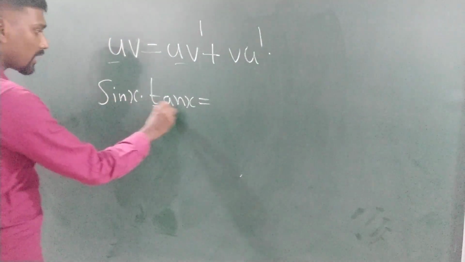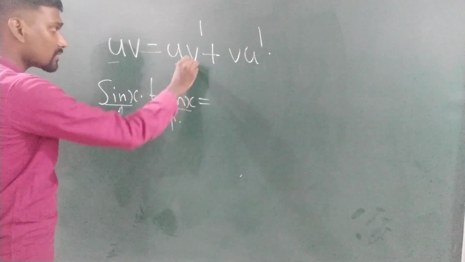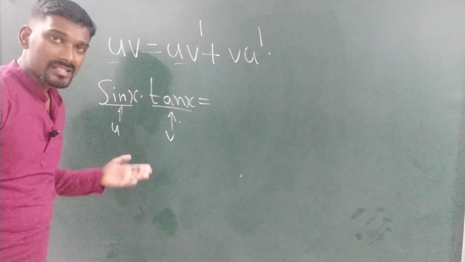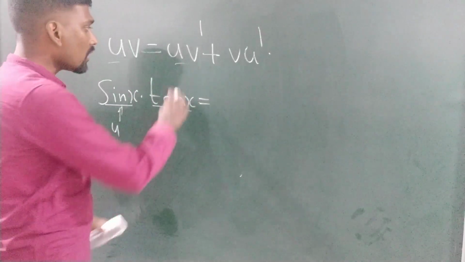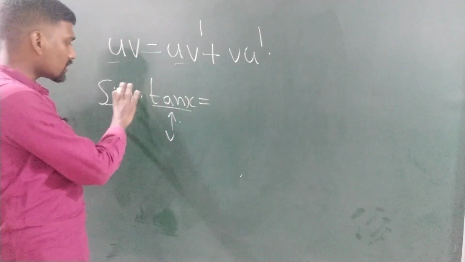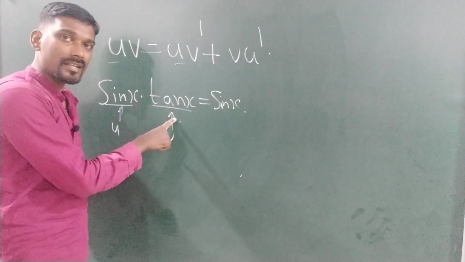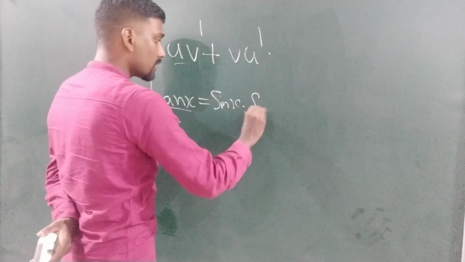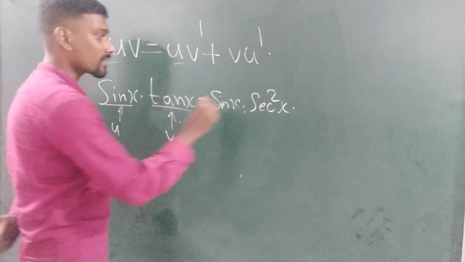Sin x and tan x. Imagine sin x is equal to u and tan x is equal to v. I consider sin x as u and tan x as v. So now if you see here, u is as it is, that means sin x as it is. I know the differentiation of tan x. The differentiation of tan x is secant square x.